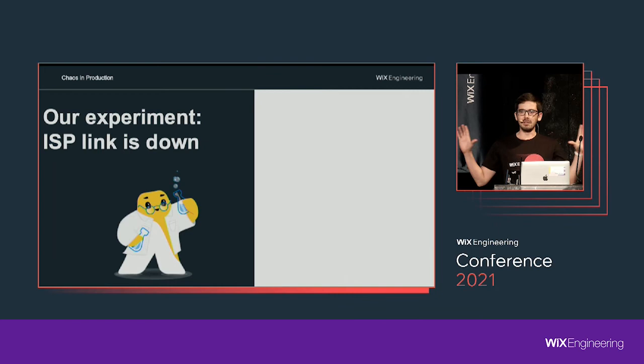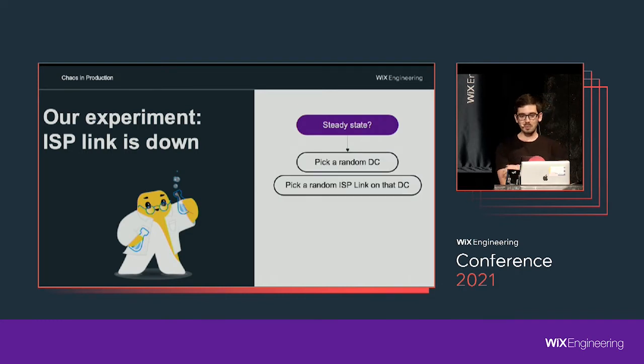We called it ISP link down. ISP, as you know it, is a local internet service provider, the one who gives you the ability to serve the internet. In our case, those are tier 1 ISPs that provide connectivity to the data centers. An ISP link is a physical port in the data centers that allows the connections to go through. We emulate a physical failure of one of the ISP links by picking a random data center, picking a random ISP link on that DC, and disabling it.